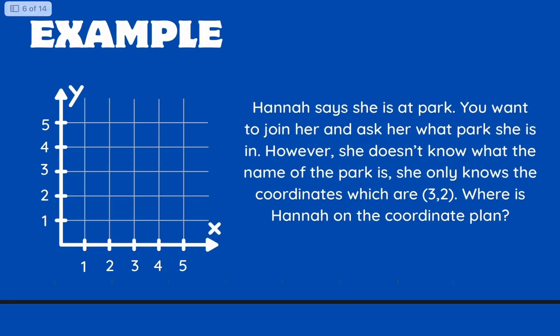So let's work on an example. Hannah says she is at a park. You want to join her and ask her what park she is in. However, she doesn't know what the name of the park is. She only knows the coordinates, which are 3, 2. Where is Hannah on the coordinate plane?